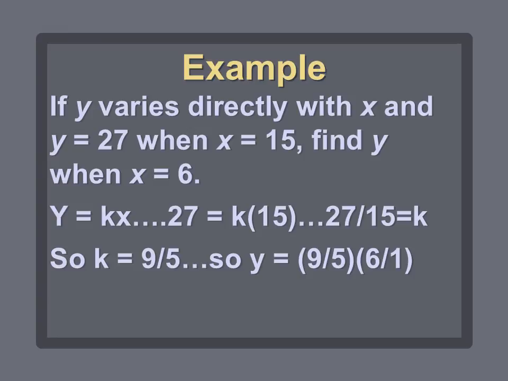We'll solve for k, which is 27 over 15, which reduces to 9 over 5. So k is equal to 9 over 5, which means that we have the equation y is equal to 9 over 5 times x. And we want to find y when x is 6. So y will be equal to 9 over 5 times 6. But since we're doing fractions, we're going to say 6 over 1. So now y is equal to 9 times 6, which is 54, over 5 times 1, which is 5. So y is 54 over 5.